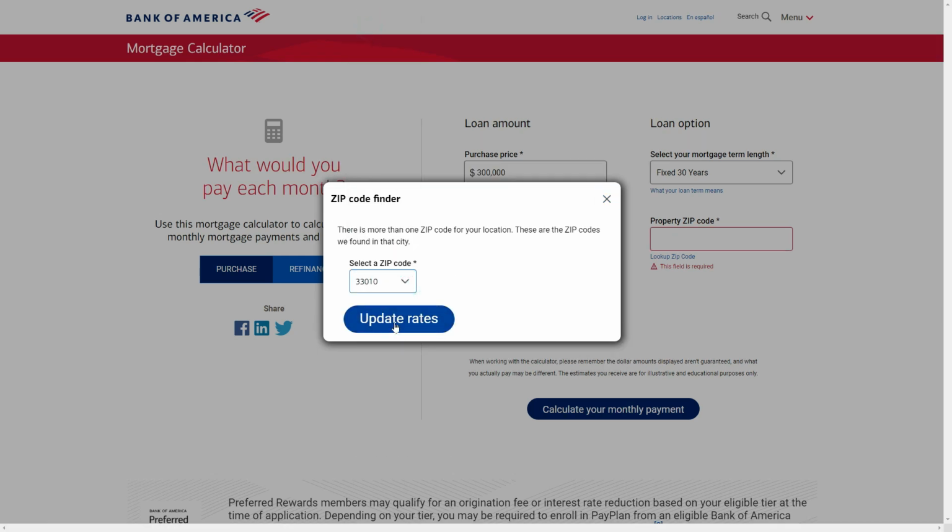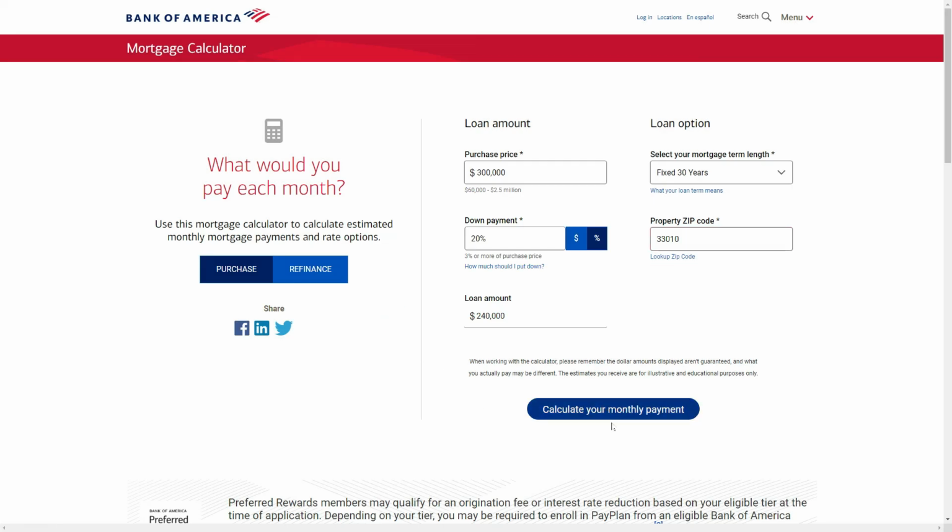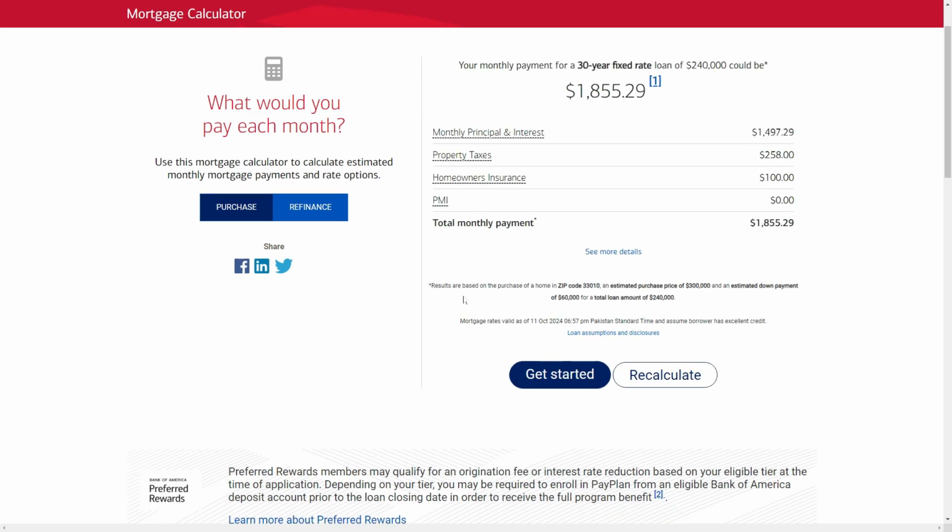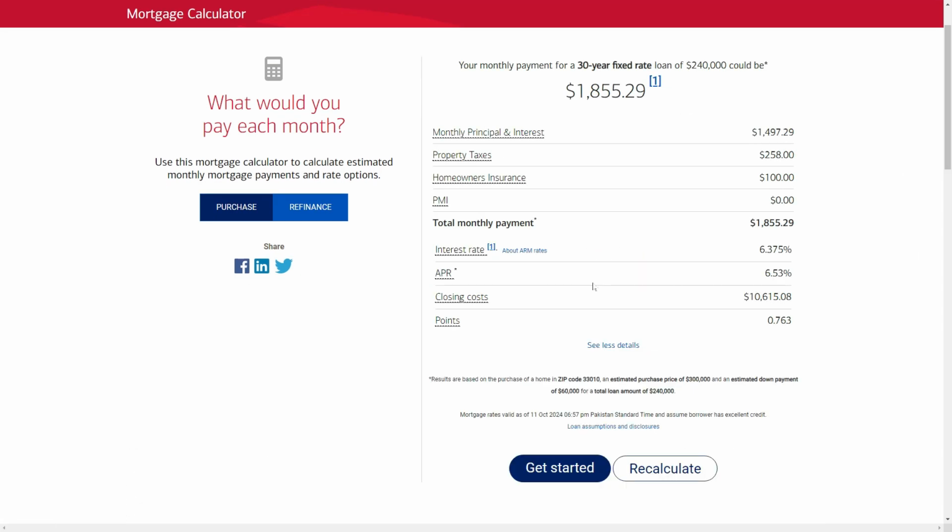I'm choosing this first zip code, clicking update rates, and then clicking calculate your monthly mortgage payment, and here are the results. Let's click on see more details, and we can see that the interest rate is 6.375% and our total mortgage payment is $1,855.29, which includes the property taxes and insurance. We do not have PMI because our down payment is 20%, and basically our mortgage installment is $1,497.29.